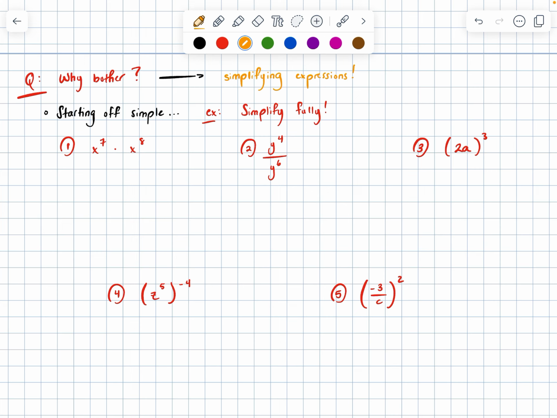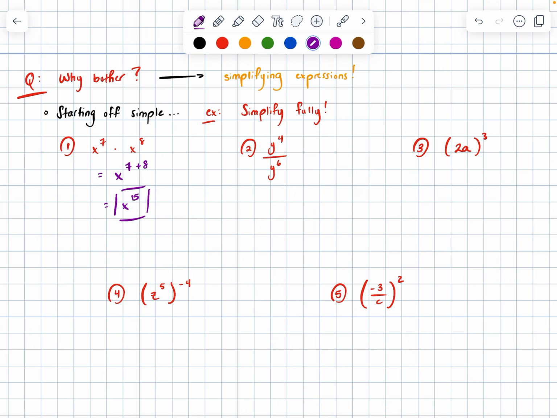And stop. x to the 7th times x to the 8th. Well, I know that if I multiply two things with the same base, their exponents add. So this becomes x to the power of 7 plus 8, which gives me x to the 15th power as my final answer.